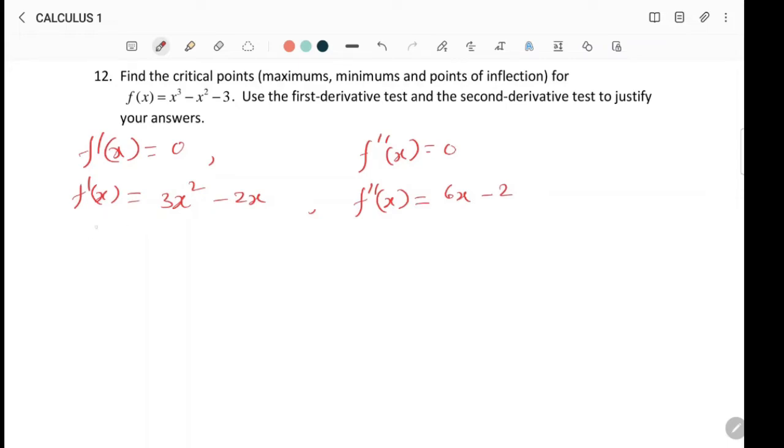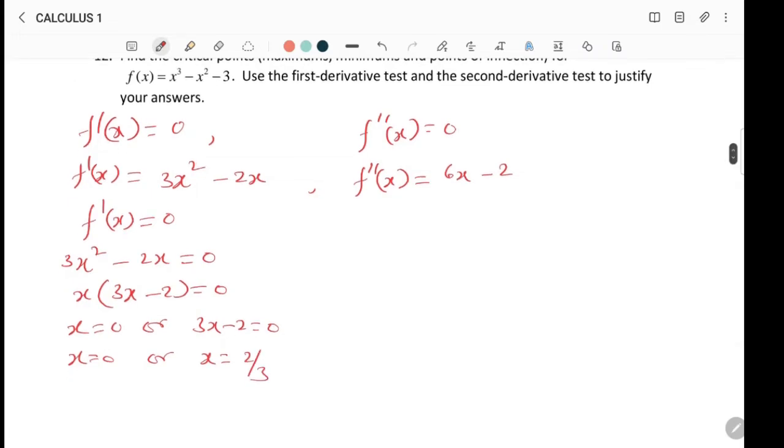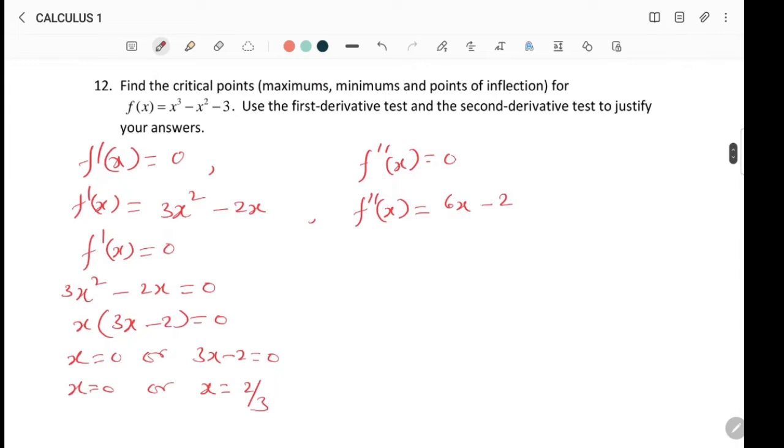Okay, so for critical point, f dash x should be 0. So 3x square minus 2x should be 0. We can take x common, so x times (3x minus 2) should be 0. x should be 0 or 3x minus 2 should be 0. x is 0 or x equals 2 over 3. So x is 0 and x is 2 over 3 are the x coordinates of the critical points.